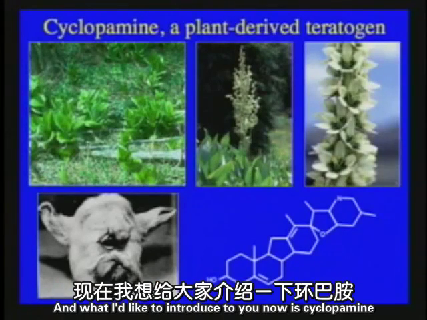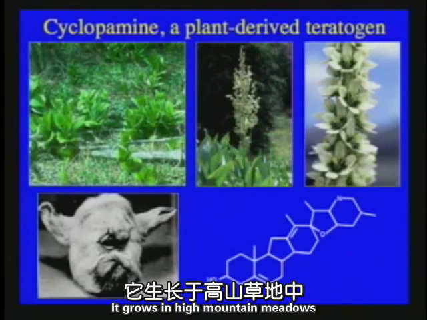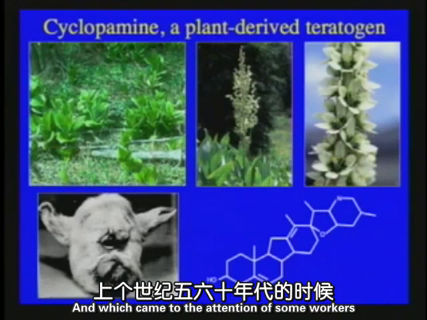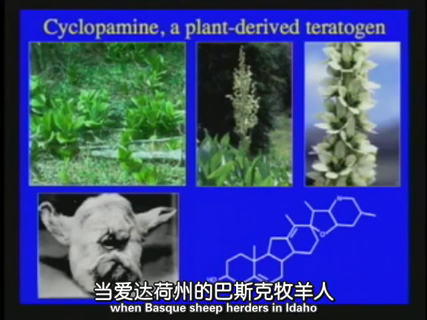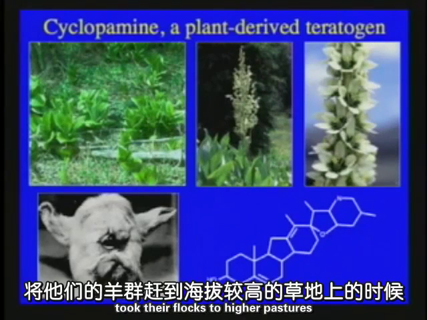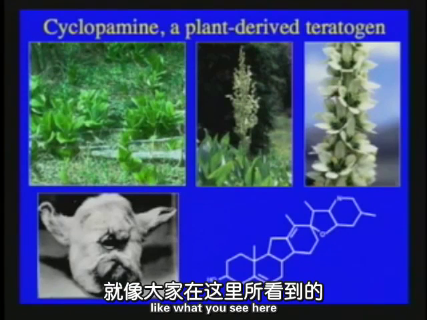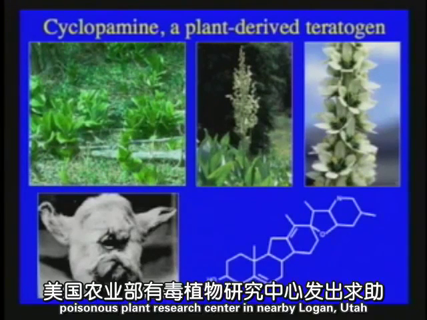And what I'd like to introduce to you now is cyclopamine, which is the compound shown here, found in this plant, the corn lily, which grows in high mountain meadows, about 5,000 feet and up, and which came to the attention of some workers at the USDA in the 50s and 60s when Basque sheep herders in Idaho took their flocks to higher pastures. They experienced outbreaks of cyclopia, like what you see here, and they took their problem to the USDA Poisonous Plant Research Center in nearby Logan, Utah.